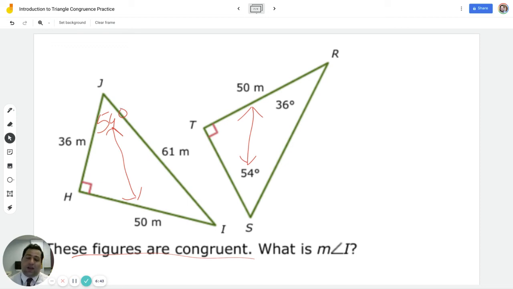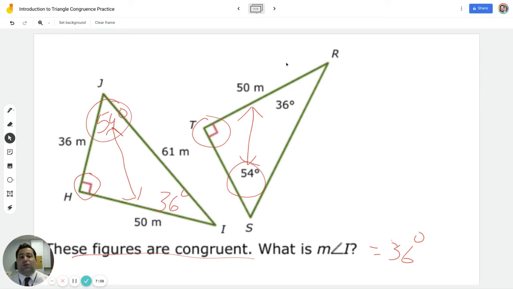So as I'm examining both of these triangles, I know that I have two right triangles. I know that I have two 54-degree angles. And then what's left? What's the one I haven't used? I haven't used 36 degrees. So now if I want to know what angle I is, it's 36 degrees by process of elimination.